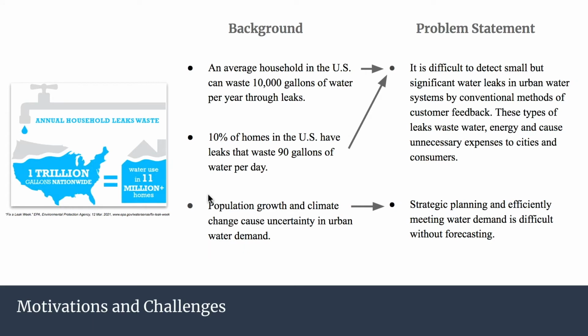Water pipe leakages often prevent cities from efficiently and sustainably managing their water systems. For example, an average household in the US can waste 10,000 gallons of water per year just through leaks. These types of leaks waste water, energy, and cause unnecessary expense. It's also difficult to detect these leaks by traditional methods. Additionally, external pressures on water systems like population growth and climate change can cause even more variation in urban water demand. This makes strategic planning and efficiently meeting water demand difficult for cities.